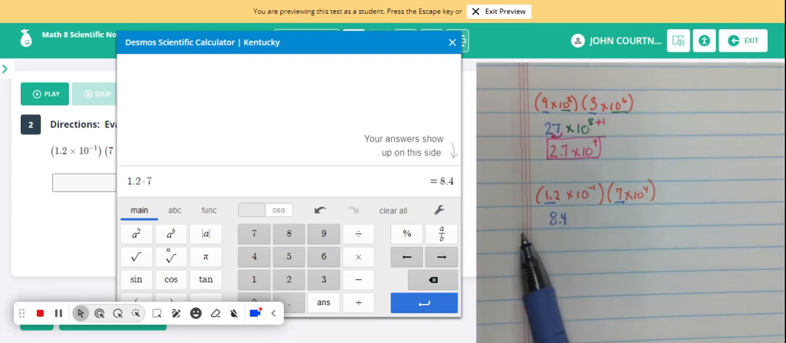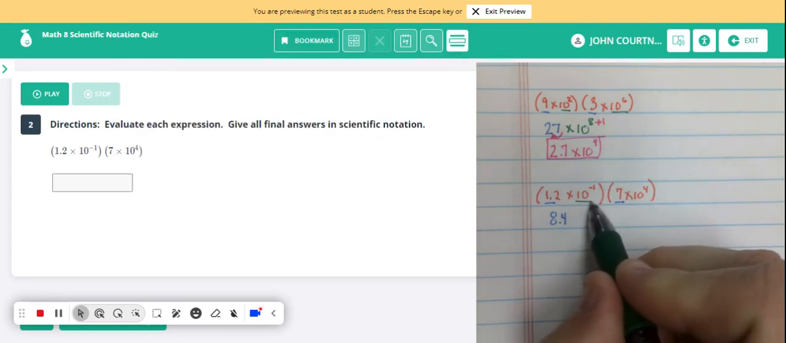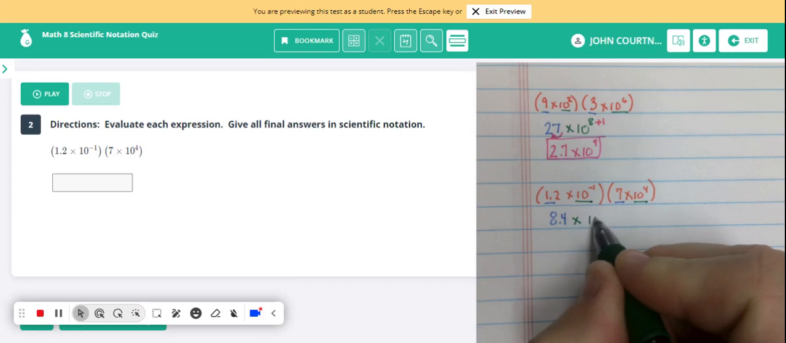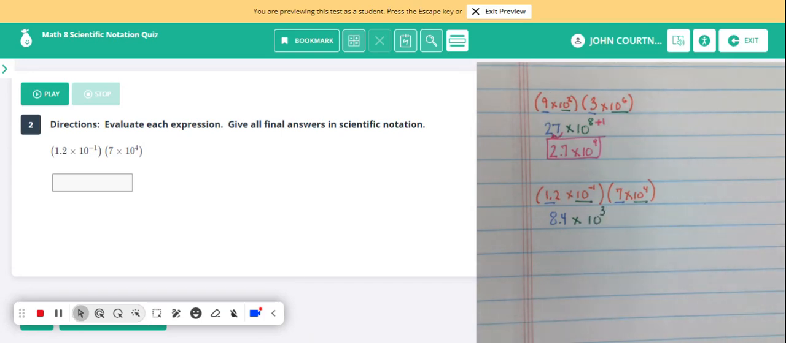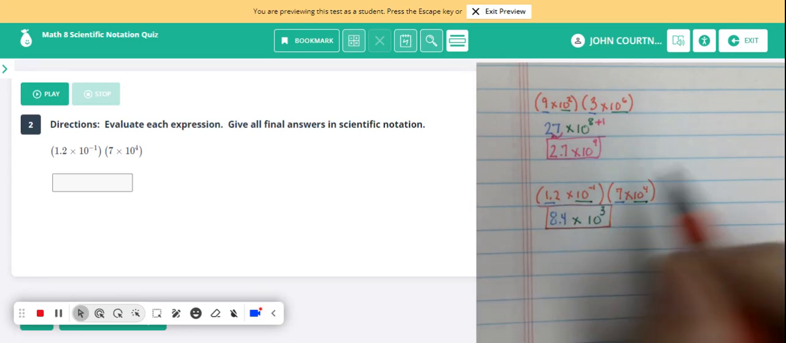Remember in scientific notation, this front number is between 1 and 10, already between 1 and 10, so I'm not going to have to make any changes there. I just have to make sure I do my base 10 portion correctly, 10 to the negative 1st times 10 to the 4th, multiplying with the same base, keep the base, add the exponent. I'm getting my answer here of 8.4 times 10 to the 3rd power.